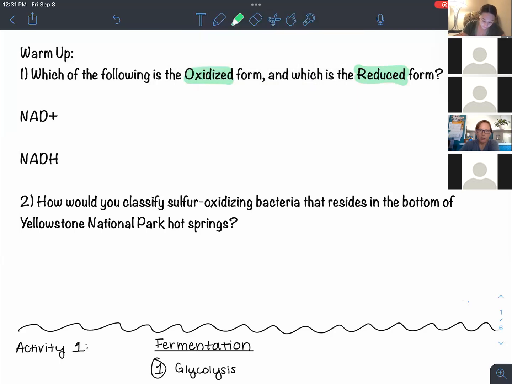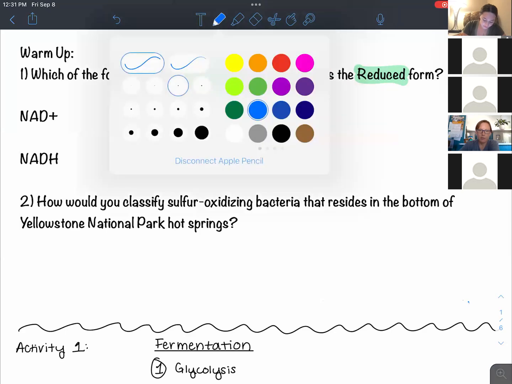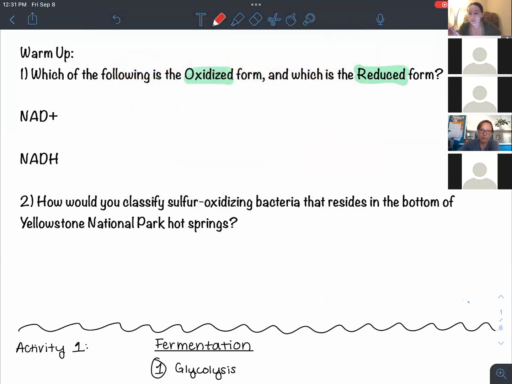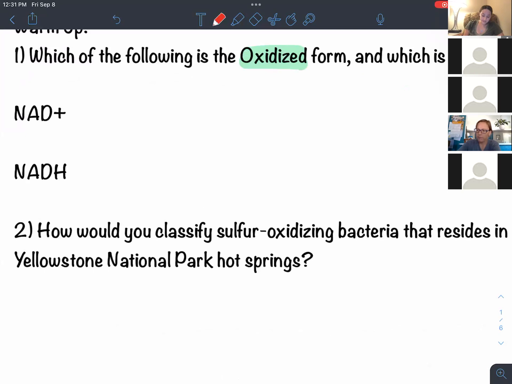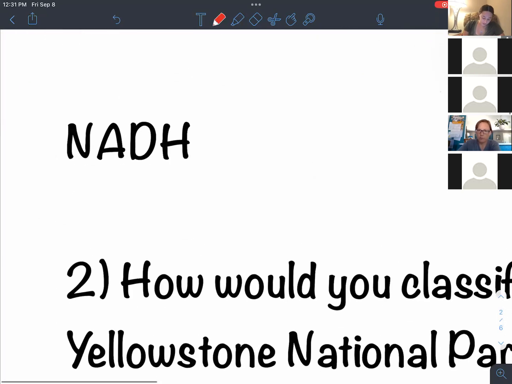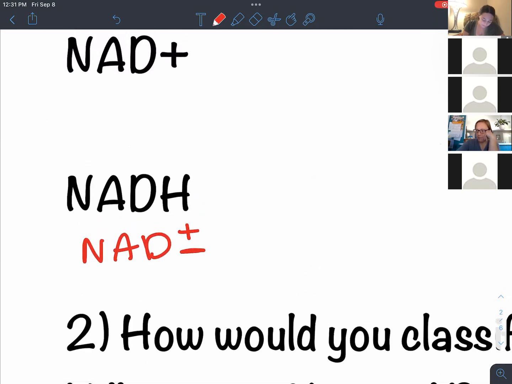So I always like to think of reduction as kind of the opposite of what you think, because you're thinking if you're reducing something, you're taking something from it, right? But it's actually the opposite. Reduction is adding an electron to something. So I always like to write NADH like NAD plus minus, because what is a hydrogen atom?